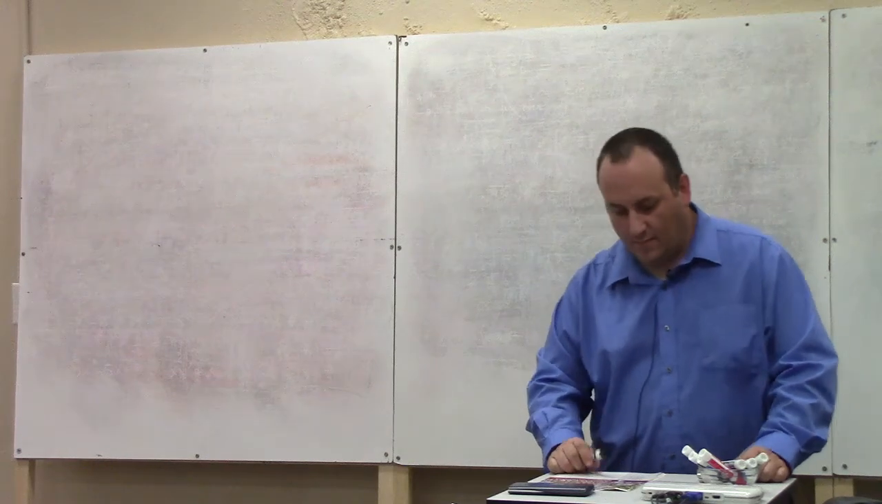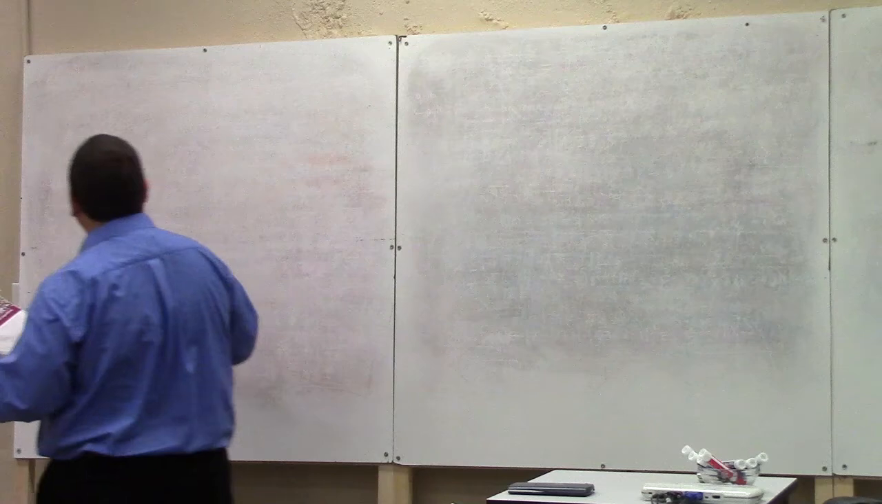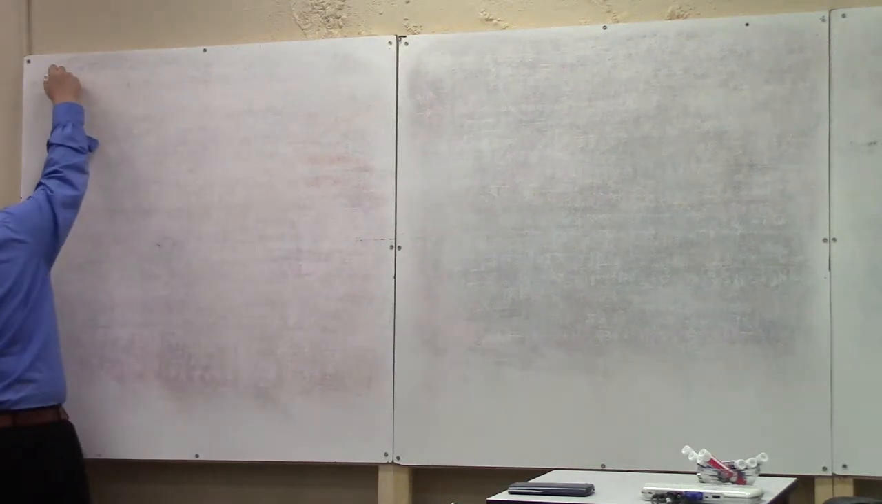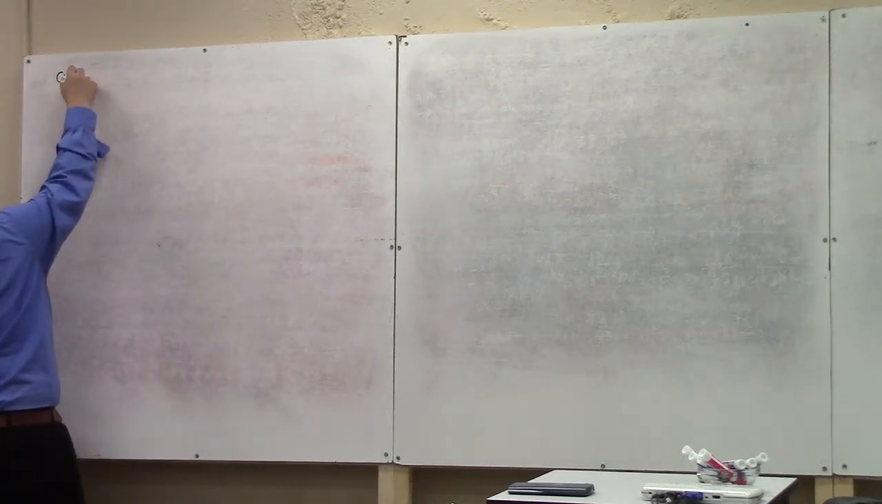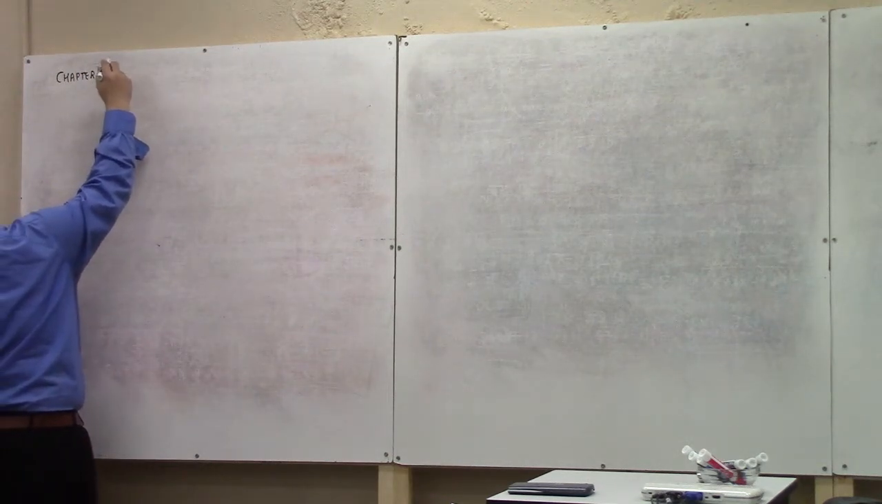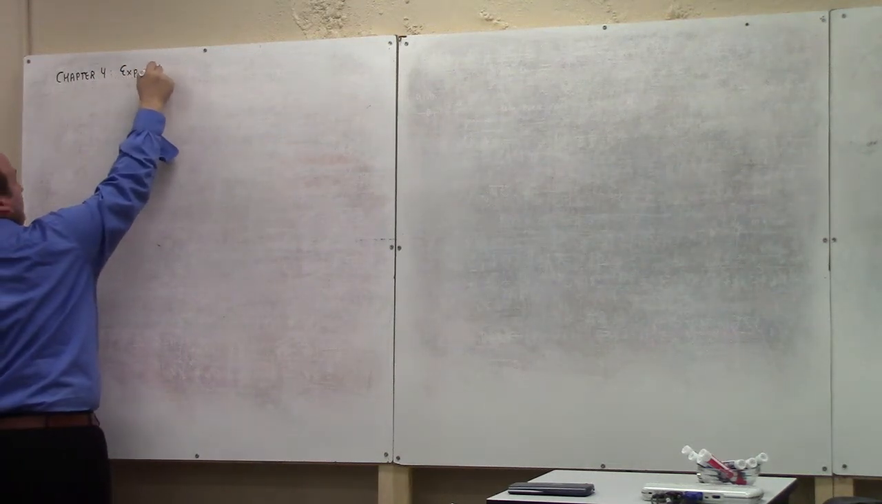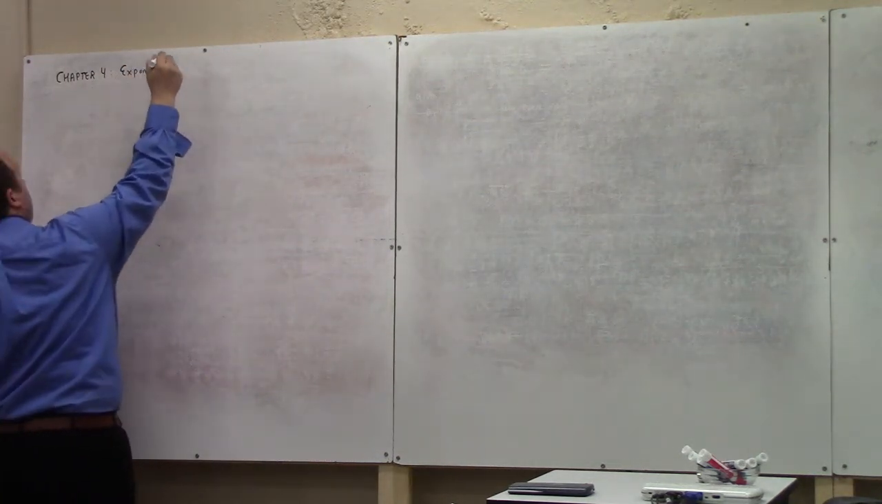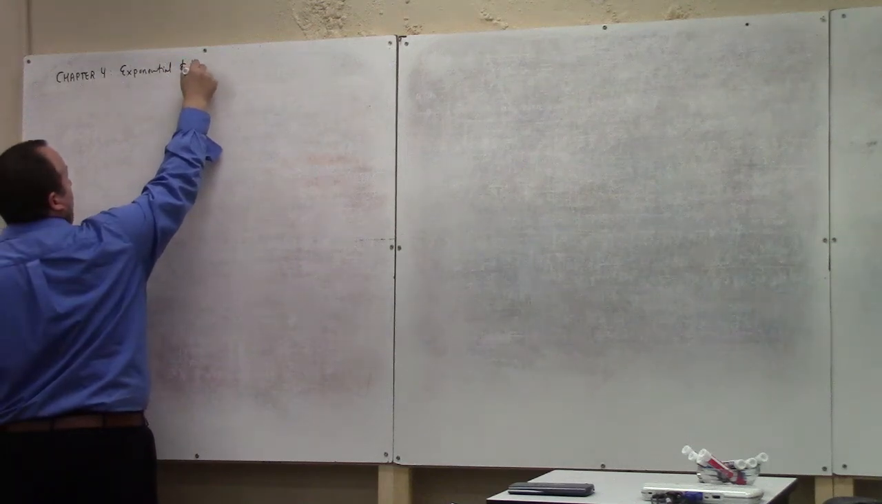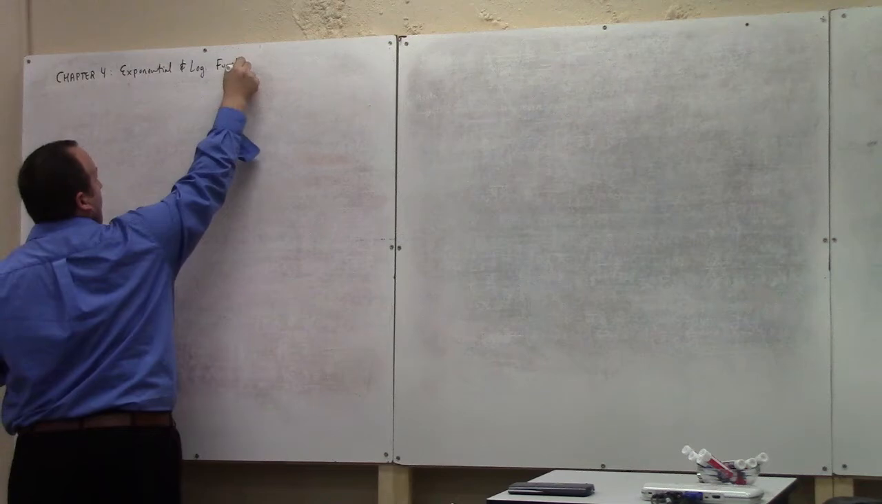All right, well, this brings us to chapter 4. And again, this material is on after test 3. So chapter 4 is the final chapter we cover, I think, as far as I remember. So this is on exponential and logarithmic functions.